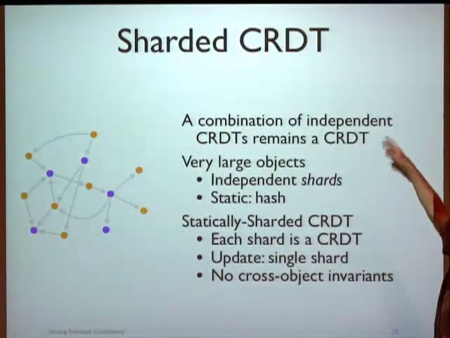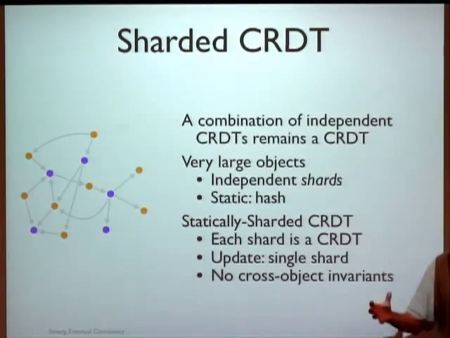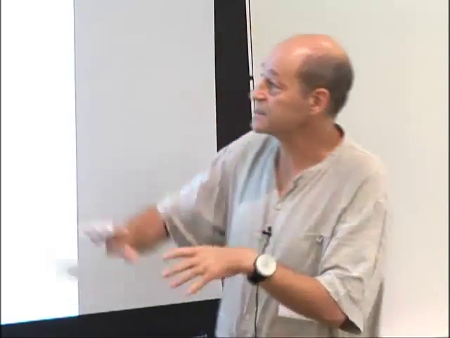I'm going a little bit ahead of myself, I'm calling them CRDTs, but basically the combination of two CRDTs is a CRDT, but I can also take a CRDT and cut it in half, and if the two halves are independent of each other, I still have a CRDT. So this is sort of a theoretical basis for sharding.